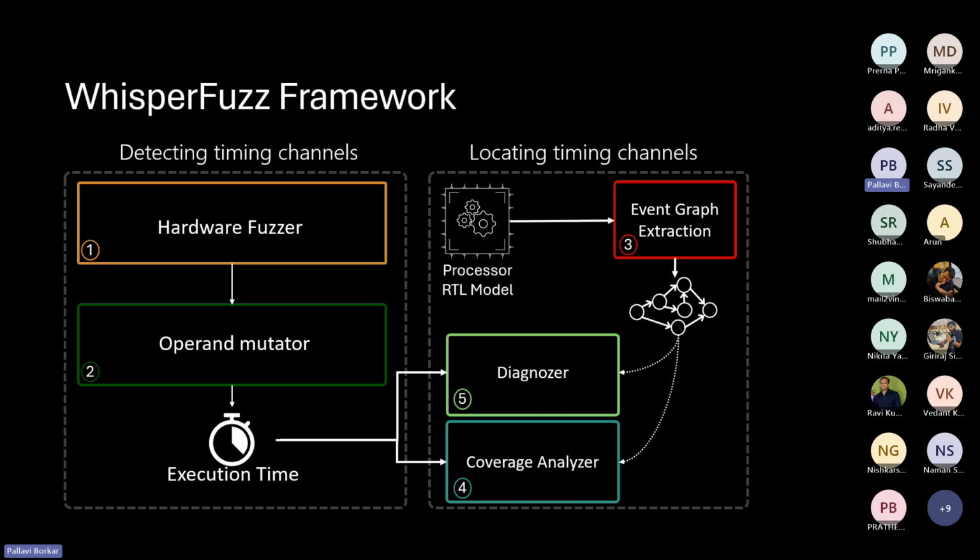Put together, our framework looks like this. We have one portion which detects timing channels and another which locates timing channels. In the detection, first the fuzzer generates the instructions and gives them to the mutator. Let us take a look at this portion of it in detail.